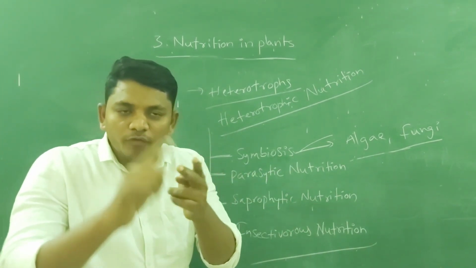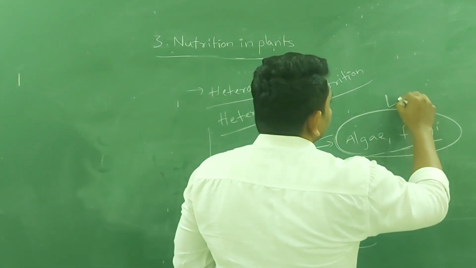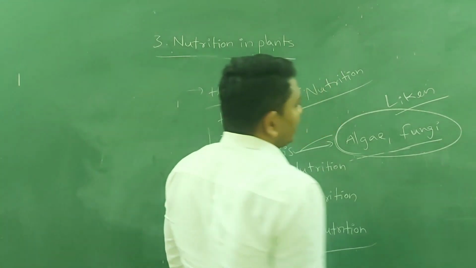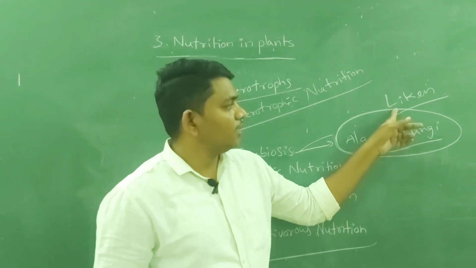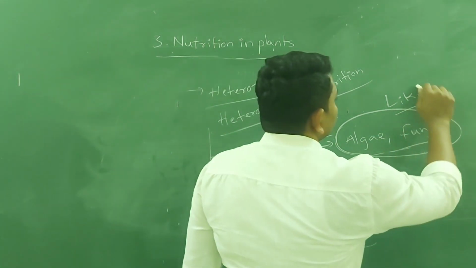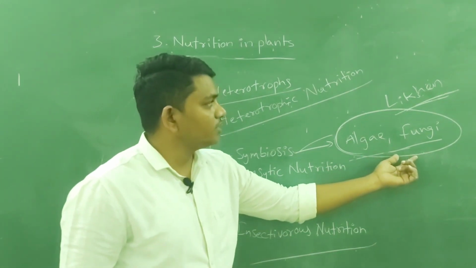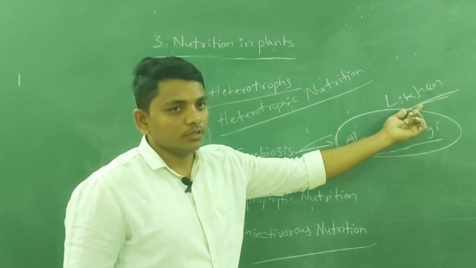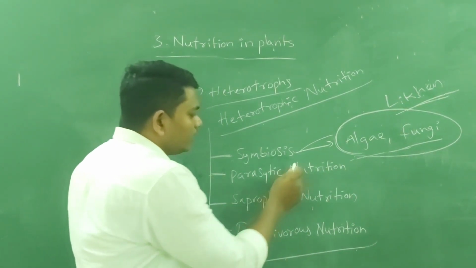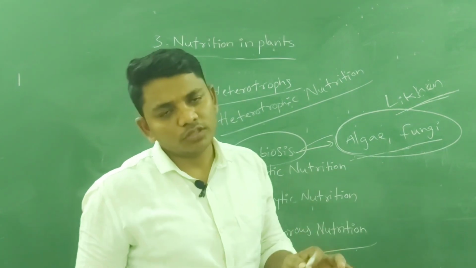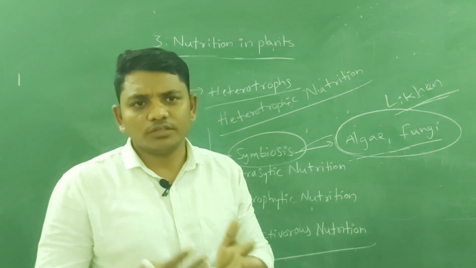The algae and fungi together are called lichen. What is that? Lichen. The group of algae and fungi is called lichens. An algae-fungi relation is called lichen. Here I want to say one thing. In the relation of symbiosis, two different organisms live together and get benefits from each other, right?